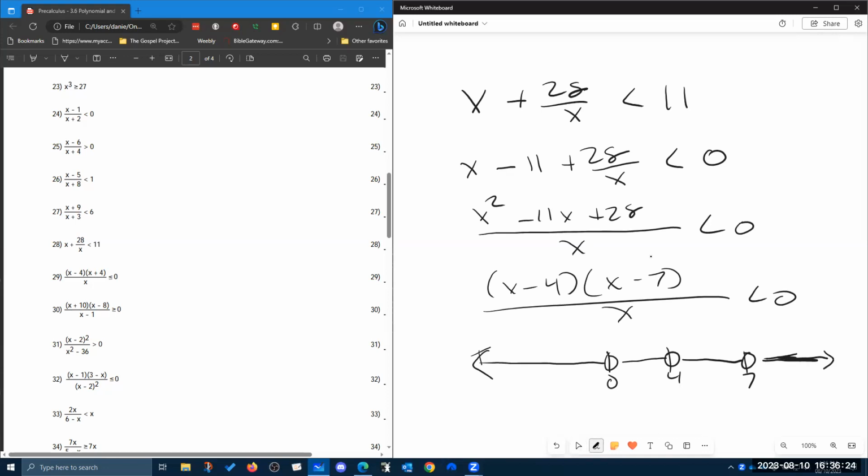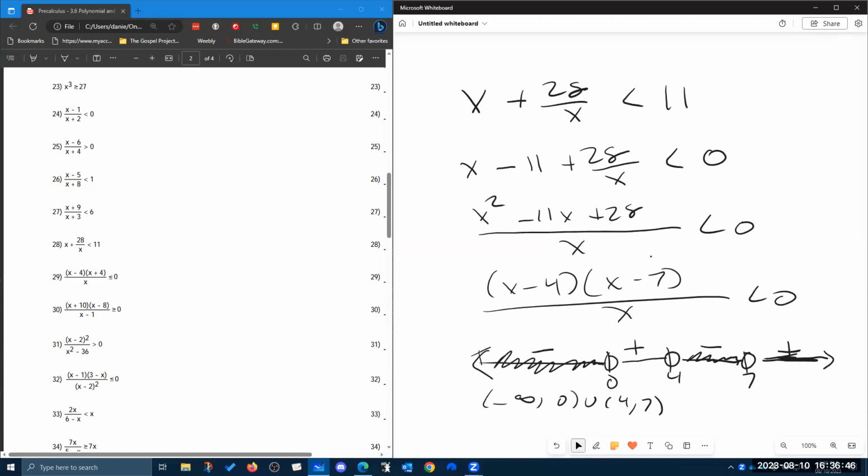I stick in a number bigger than 7, this is going to be positive. And because all of these are odd multiplicities, I'm going to change sign every time I cross a boundary. Less than 0. It's going to be like that. Negative infinity to 0, union 4 to 7.